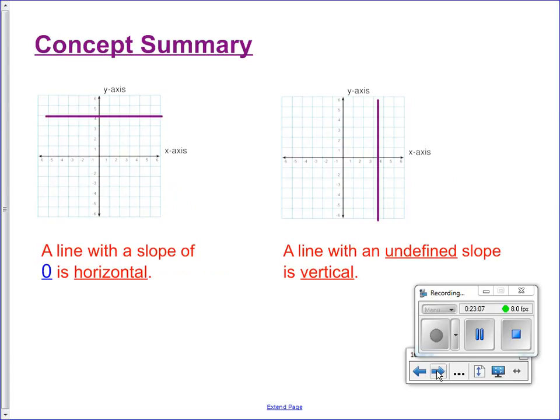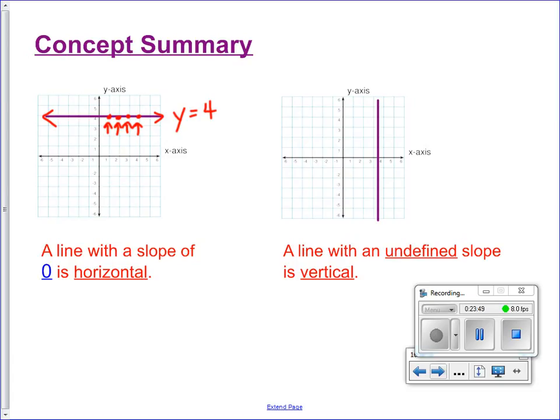All right. A line with a slope of 0 is horizontal. Once again, I'm going to put my arrows on that line. Here we have an equation. The equation of this one, if you'll notice, every point on the line has a y-coordinate of 4. This point would be 1, 4. This point would be 2, 4. This point would be 3, 4. This point would be 4, 4. So our equation is y equals 4.